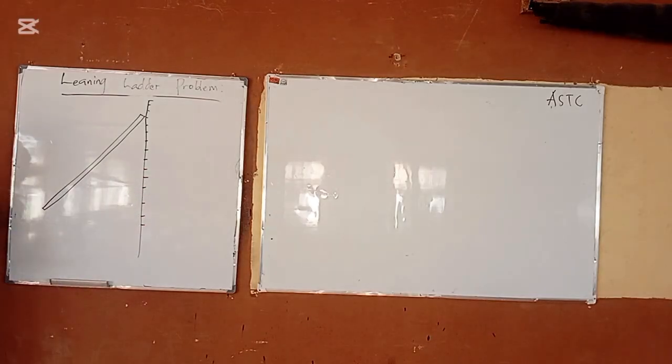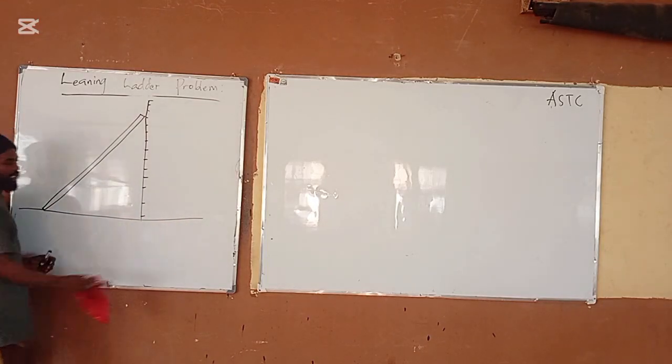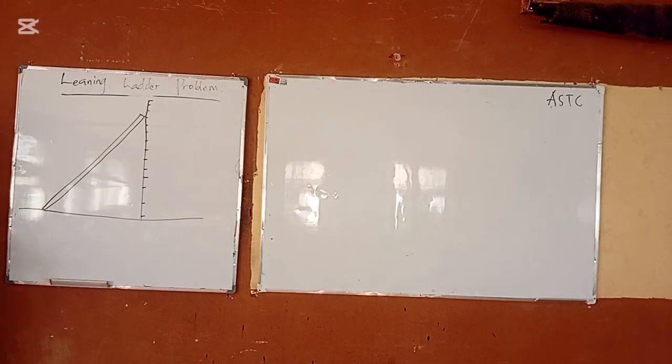Let's say this is the wall. Let's say this is the ground. The next thing is to ask ourselves, what angle was given? That's the first thing you check.